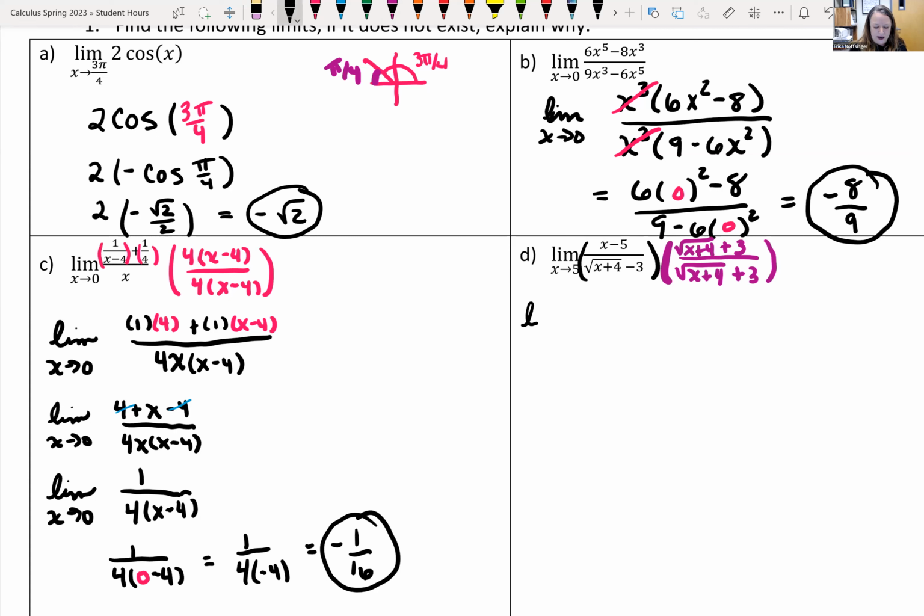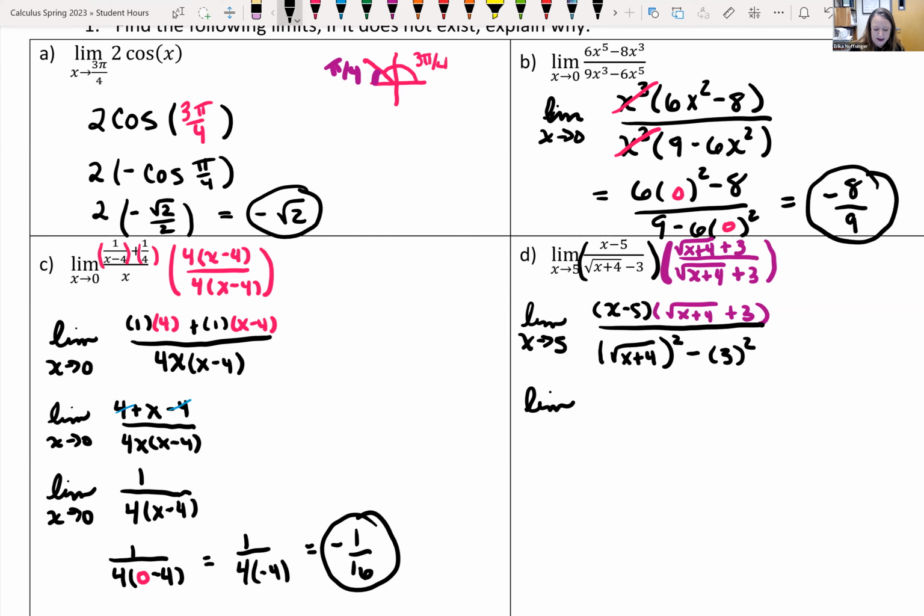So bringing down the limit, because we haven't evaluated it yet, as x is approaching 5, we have in the numerator x minus 5 times the square root of x plus 4, and then plus 3. For the piece that we're multiplying through, the conjugate, I'm using the fact that if I have a binomial a minus b times the binomial a plus b, the conjugate of each other, then that's the same thing as a squared minus b squared. So technically, if I FOILed that out, I would have the square root of x plus 4 quantity squared minus 3 squared.